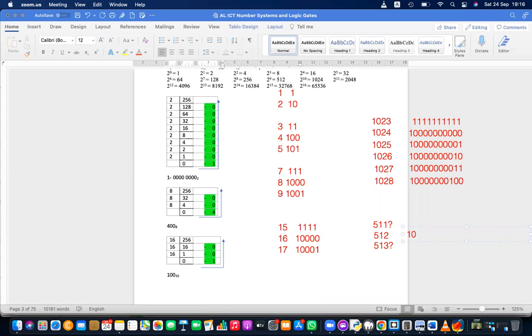1 0 0 0 0 0 0 0 0 0. How many zeros? 1 2 3 4 5 6 7 8 9 zeros. That is 512. Then 511 is one less than that.